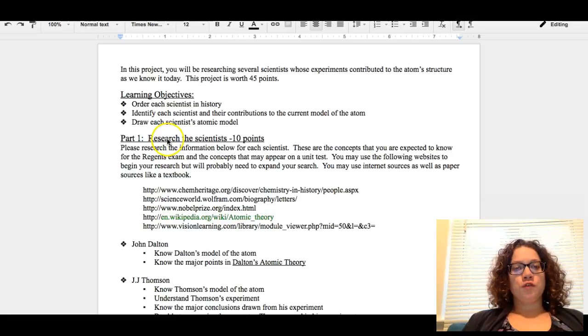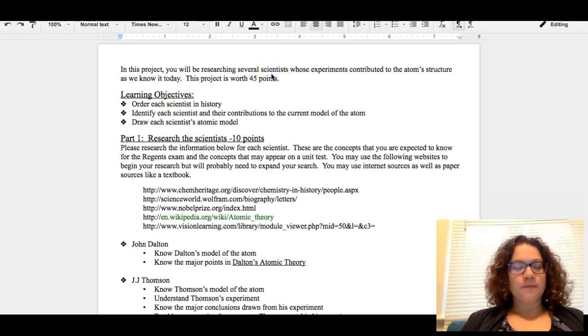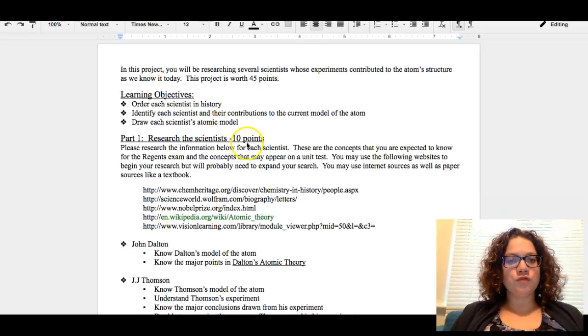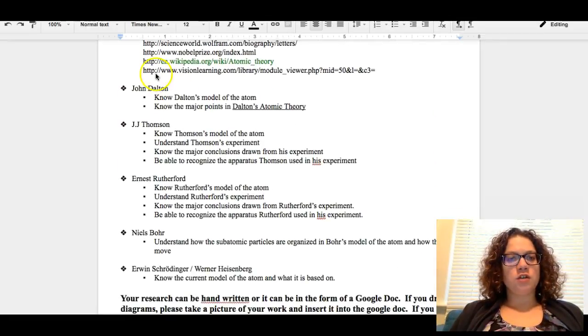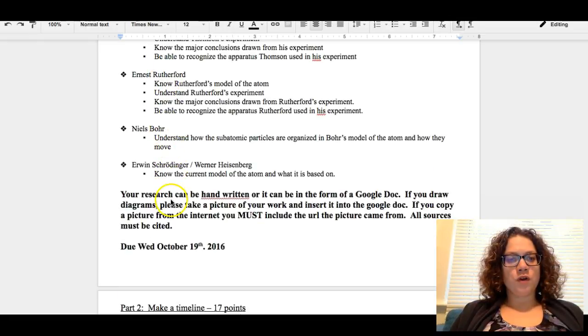What you're going to do is first you're going to do the research. That's going to be worth 10 points of this totally 45-point assignment. It's kind of like half a test. So the idea is that you will do this research. You're going to make sure that you take a look at John Dalton, J.J. Thomson, Ernest Rutherford, Niels Bohr, and Schrodinger and Heisenberg. So you have to do some research on those.